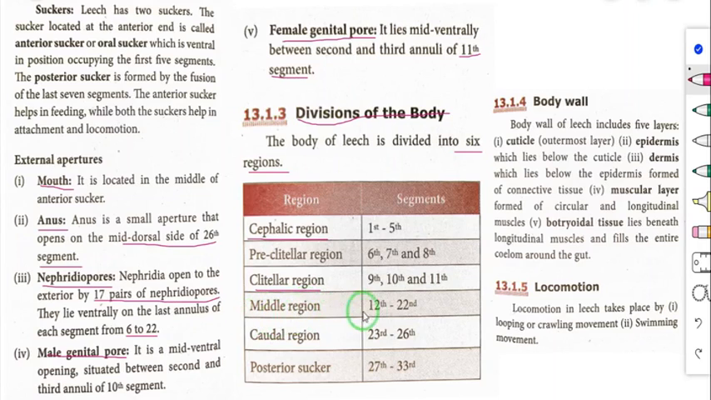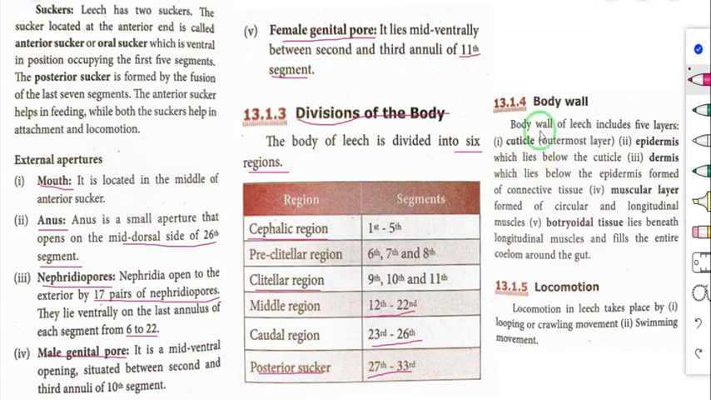Then the middle region, that is 12th to 22nd. Then the caudal region, 23rd to 26th. Posterior sucker, 27th to 33rd. So these are the divisions of the body. Six regions are present, and the segments are also given here.